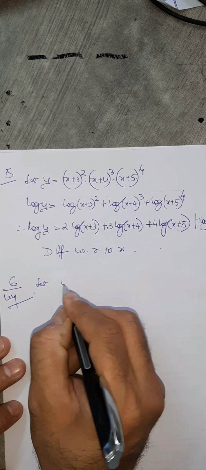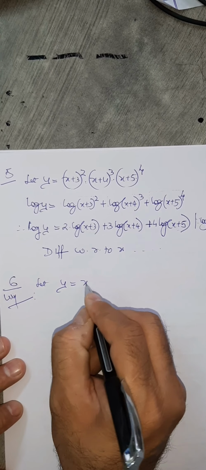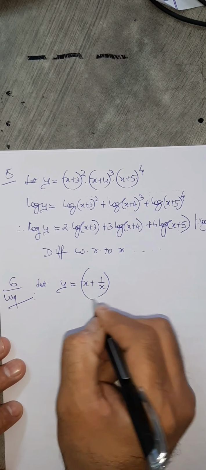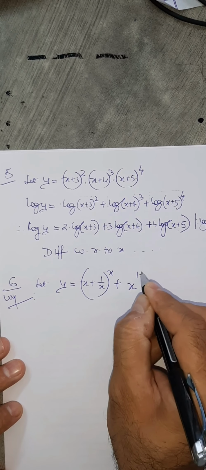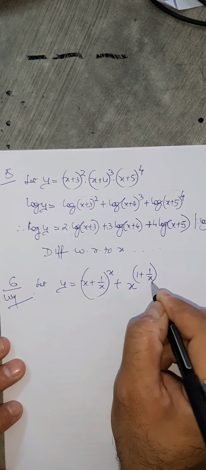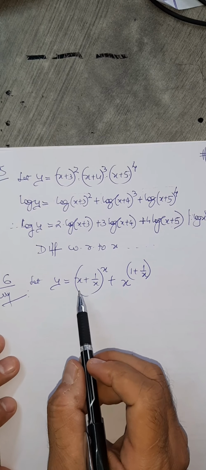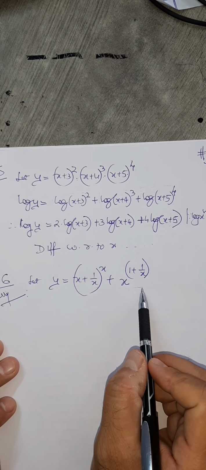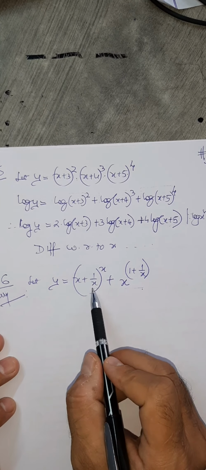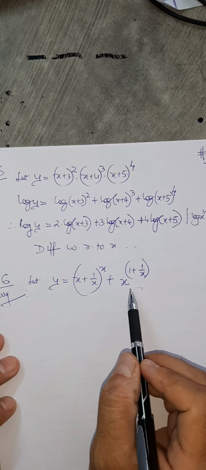Let us take y equals (x plus 1 upon x) the whole raised to x, plus x raised to (1 plus 1 upon x). You must have realized here both the functions, these and these, are in variable raised to variable form. So we need to use logarithmic differentiation. Without log this cannot be done.